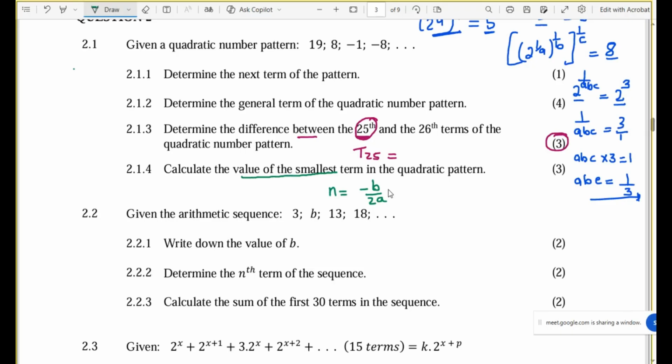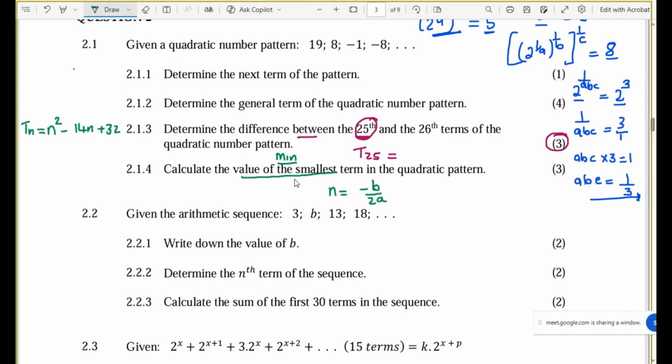I want to teach you guys something. I can change the question and say the minimum value. And when I see the word minimum, it tells me that I must take the original equation. Let me try and see if this will work. The original equation was n squared minus 14n plus 32. So this is my Tn.